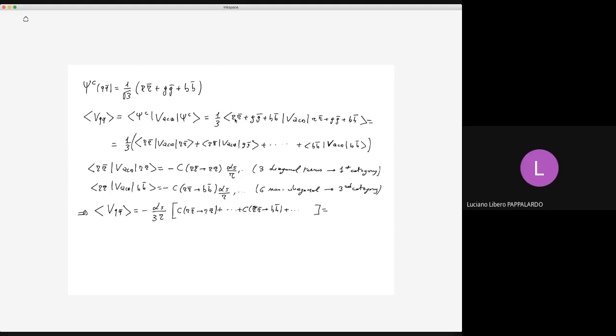We can merge the color factors for the 2 categories that are contributing here. So this is minus alpha S divided by 3R. And then we have 3 times the color factor for the first category, that is red anti-red into red anti-red. So the 3 diagonal elements plus 6 times the color factor for the non-diagonal elements, which corresponds to the third category, red anti-red into blue anti-blue, for instance. As we've seen yesterday, they are all the same for each category.